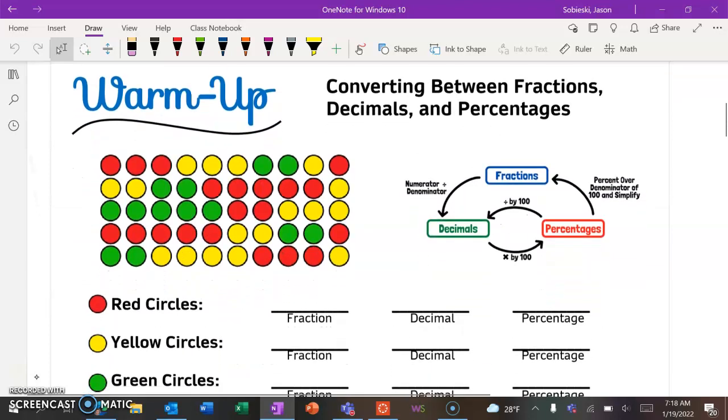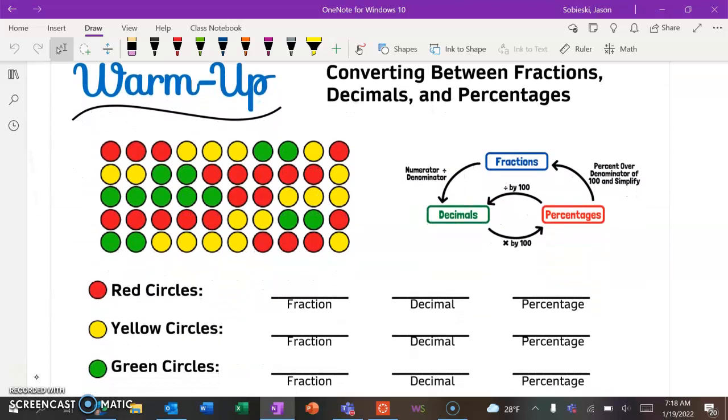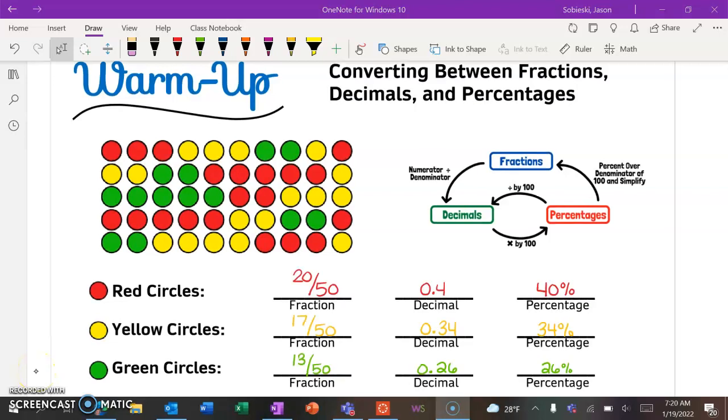So for our warm-up, this is just going to be a review of converting between fractions, decimals, and percentages. If you need a review of this, you can look back to my last video, but for now, you can just pause the video, give it a try, and we'll show you your answers in a second. Okay, so here's a quick check of your warm-up answers if you wanted to see those.